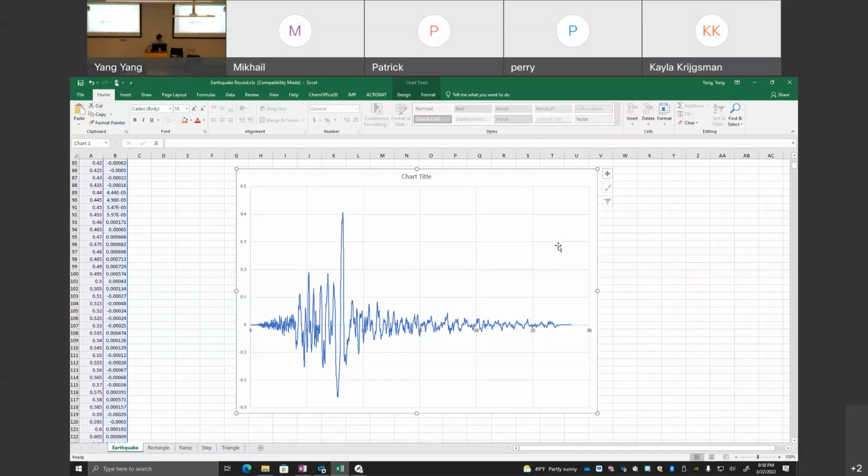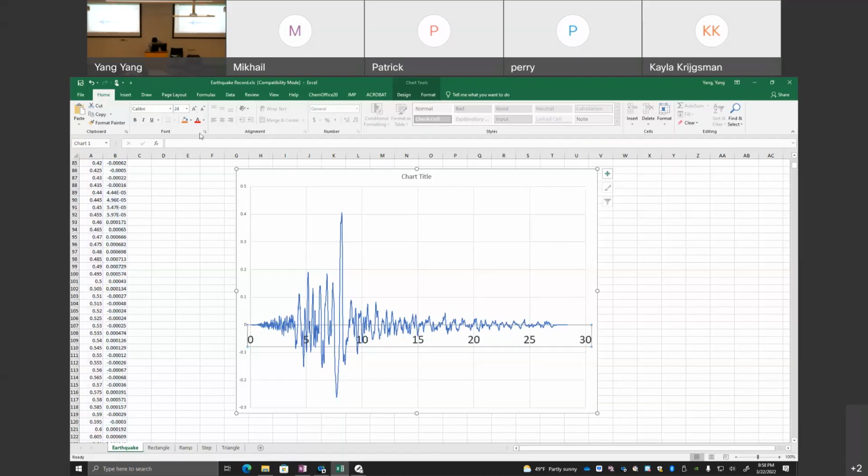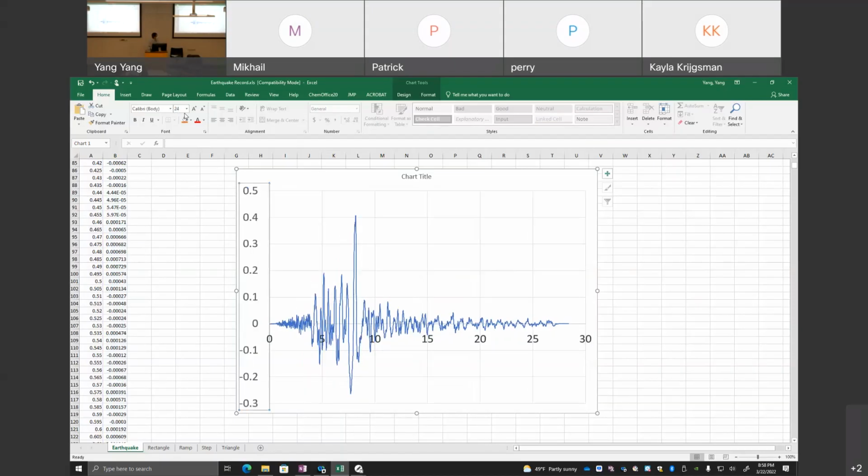So this measures the acceleration of the ground during an earthquake. The x-axis is the time. So what's the duration of the earthquake? If we look at it, maybe the number is too small. So what's the duration of this earthquake? It's about 28 seconds, or smaller than 30 seconds. So the x-axis is the time, and the y-axis is the acceleration.